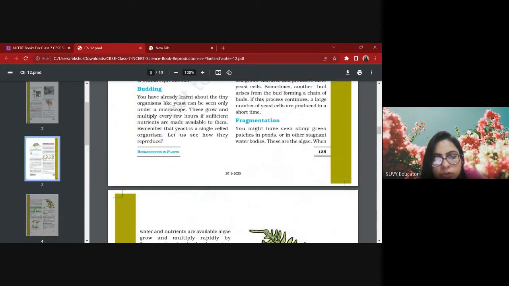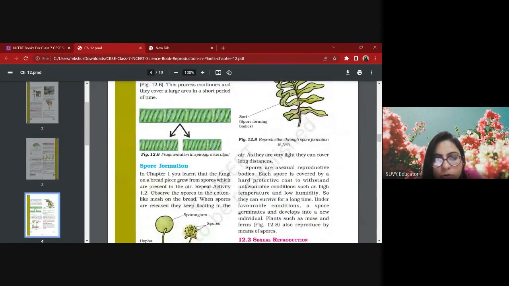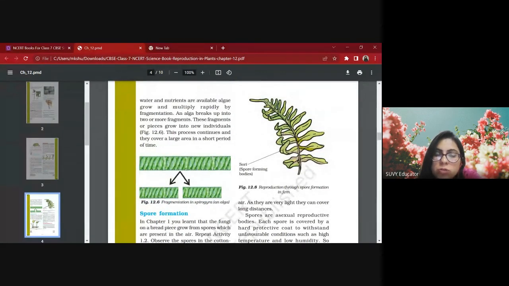Now there's fragmentation. Fragmentation, that is, if you cut one portion of the body. Suppose algae undergo fragmentation, and the example is spirogyra. So if you cut one portion, that portion will develop into a new one. The whole body will get fragmented. Fragmentation means it is converted into pieces, and each piece will develop into a new individual.